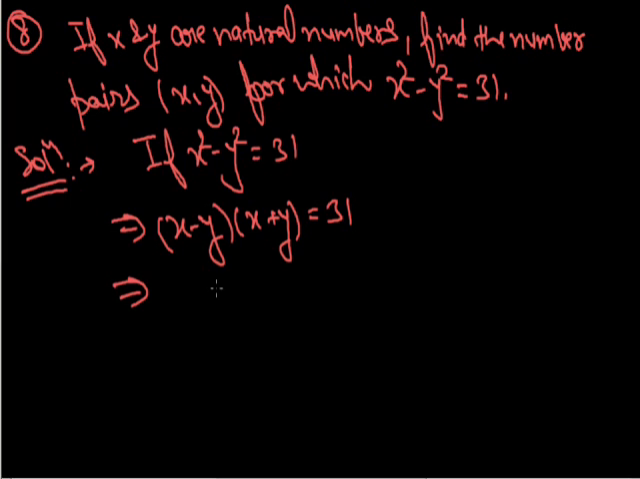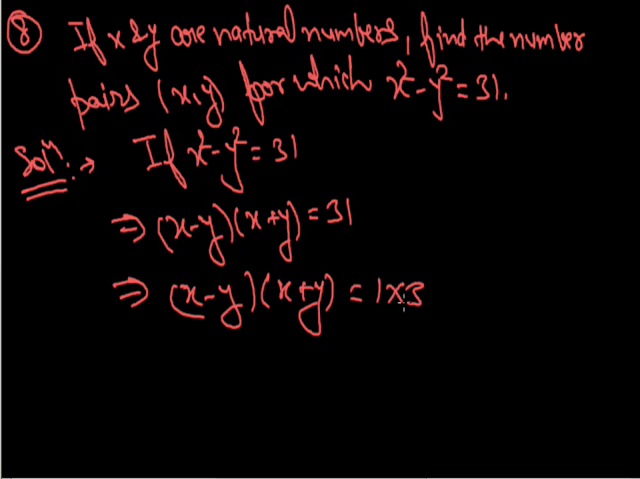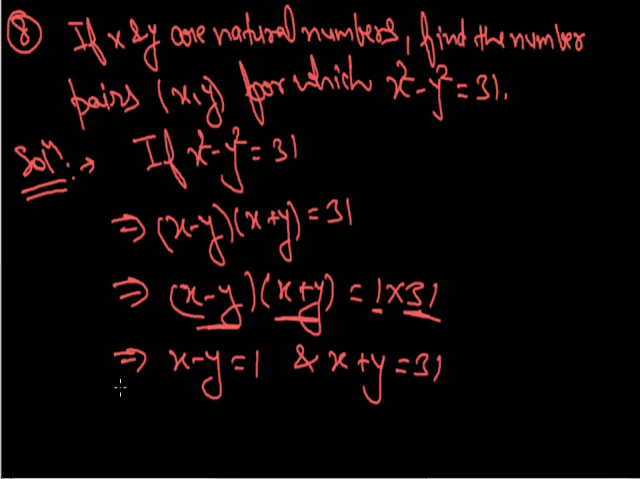So the only factors of 31 are 1 into 31. So (x minus y) into (x plus y) will be surely equal to 1 into 31. So x minus y is equal to 1 and x plus y is equal to 31. By solving both of the equations, we have x is equal to 16 and y is equal to 15. That is our answer. Let us move to our next question.